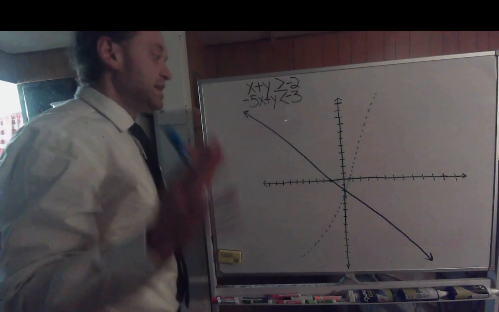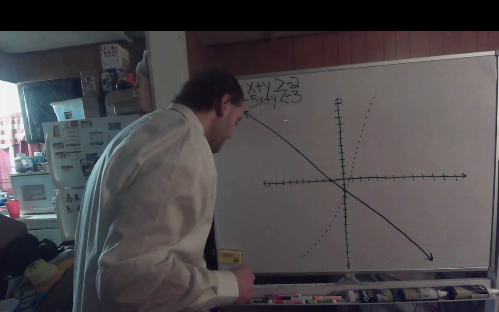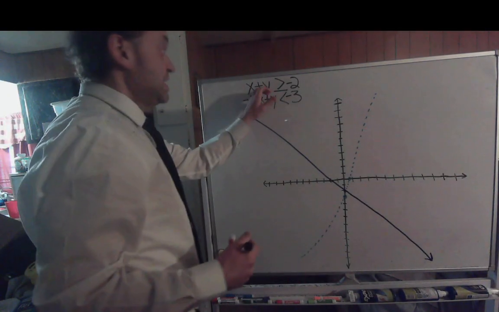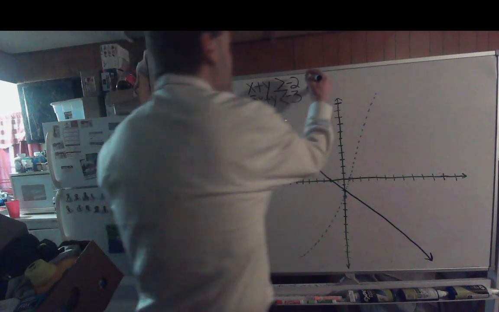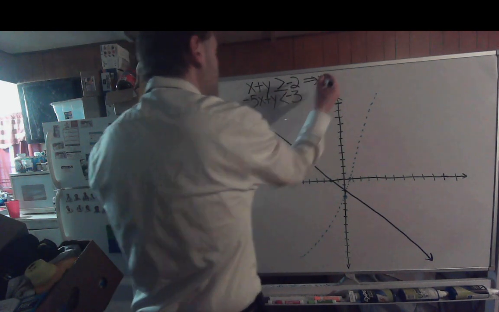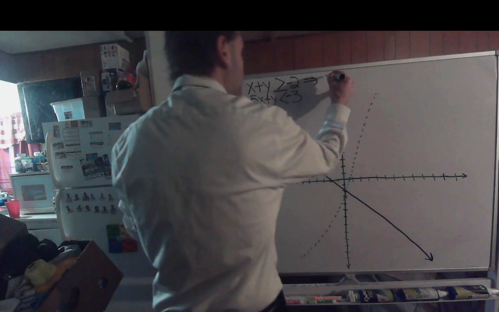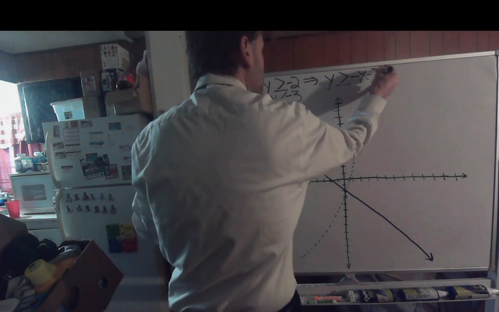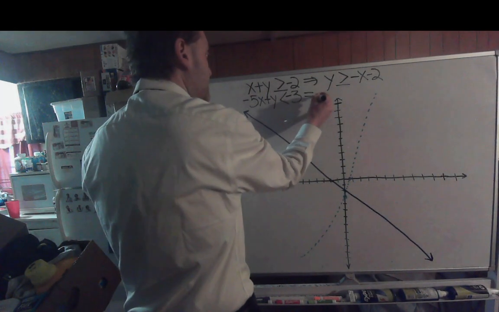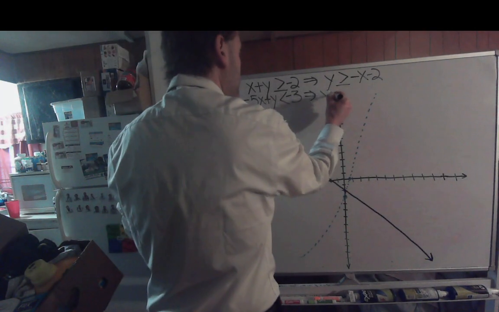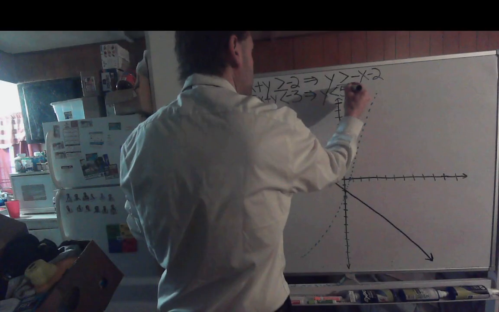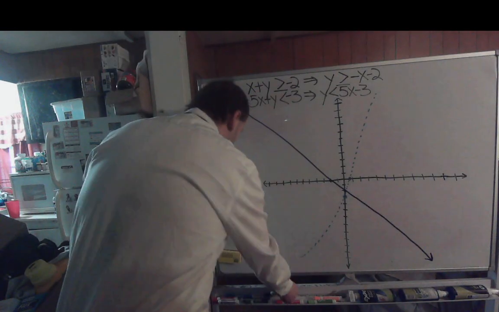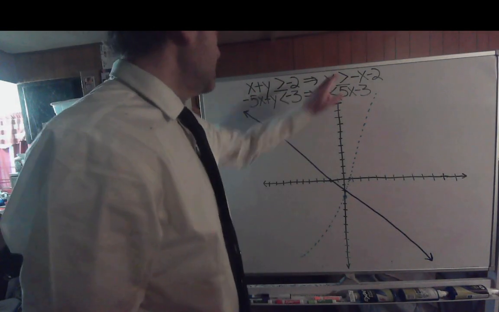Now, we have to find the shaded region that meets both criteria. First thing I would do, though, convert these to slope-intercept form so you know where you're shading. If you convert the first equation to slope-intercept form, that would become y is greater than or equal to negative x minus 2. You convert the second equation to slope-intercept form, that would become y is less than 5x minus 3.